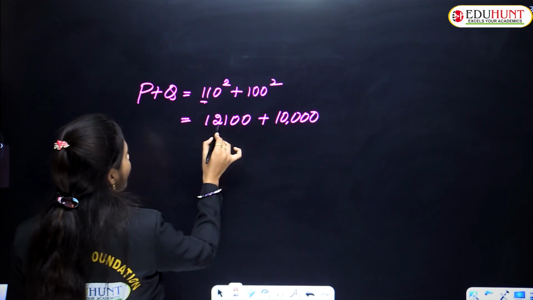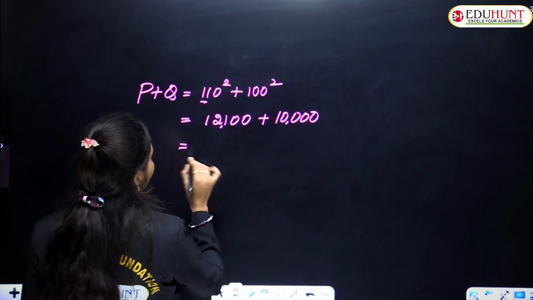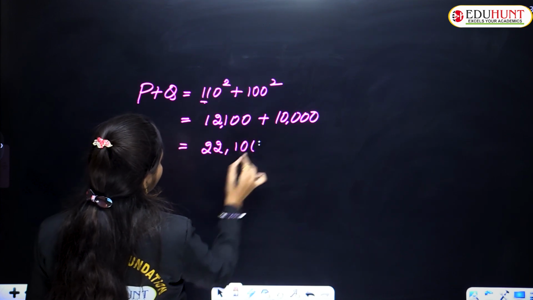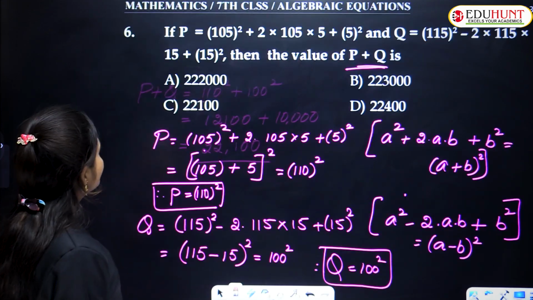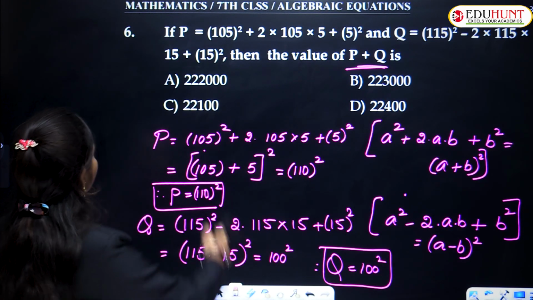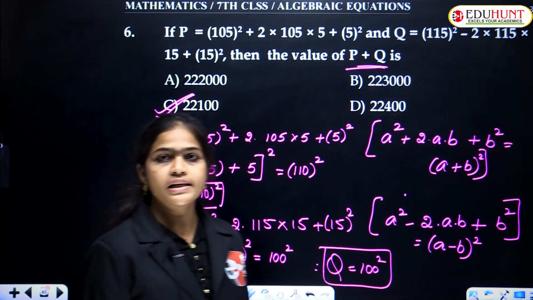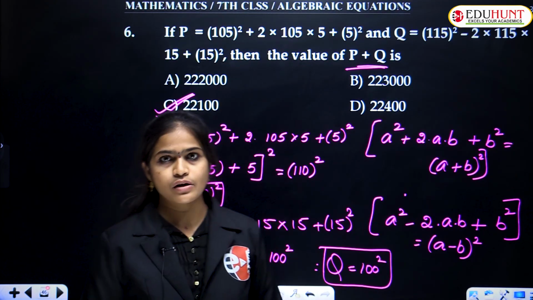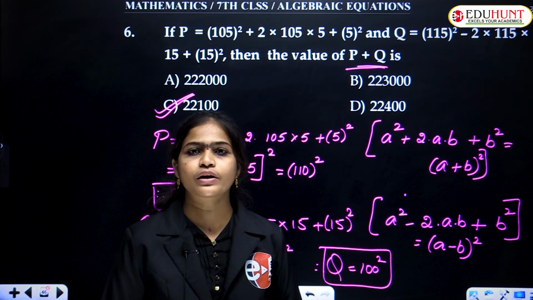Clear? Now we have to add these two. So 10,000 and here 12,100, so 22,100. So the answer is 22,100. So which option is correct? 22,100, so option C is correct here. Okay, children, in this video we discussed up to 6 questions. In the next video, we will discuss the next questions. Okay. Thank you all.